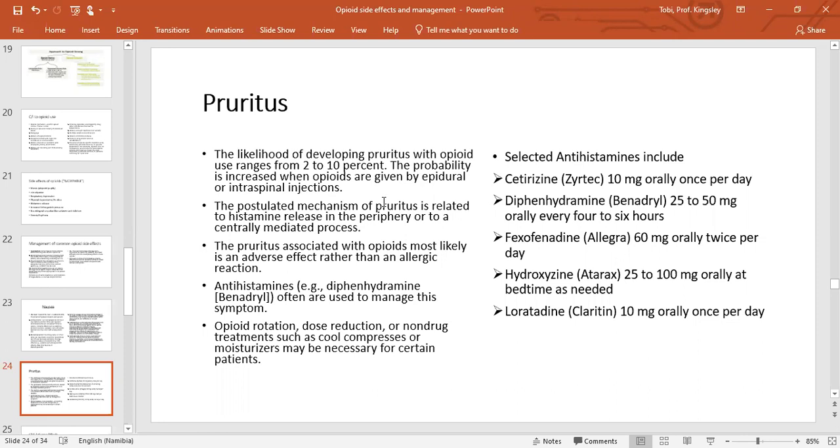Some selected antihistamines that can be used for the management of opioid-induced pruritus or itching include cetirizine, diphenhydramine, Benadryl, and all that, as you can see. Loratadine 10 milligrams once per day has also been found useful in the management of pruritus caused by opioid usage.